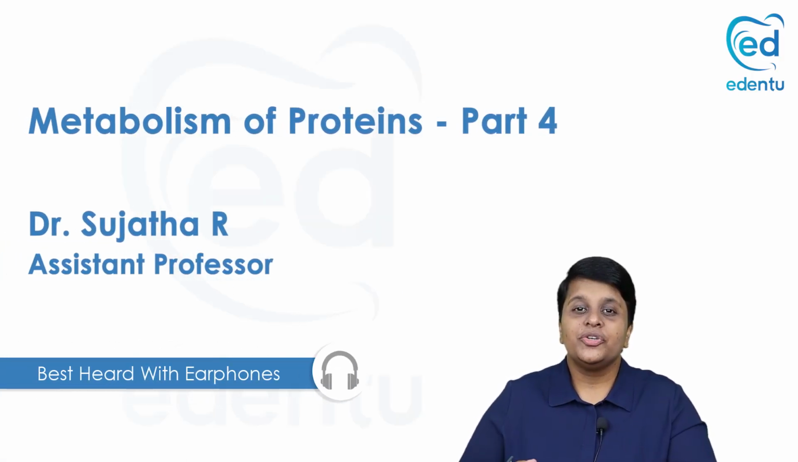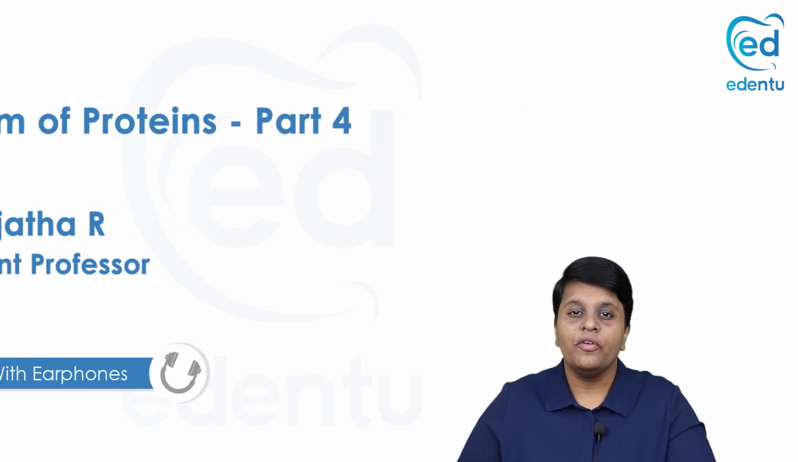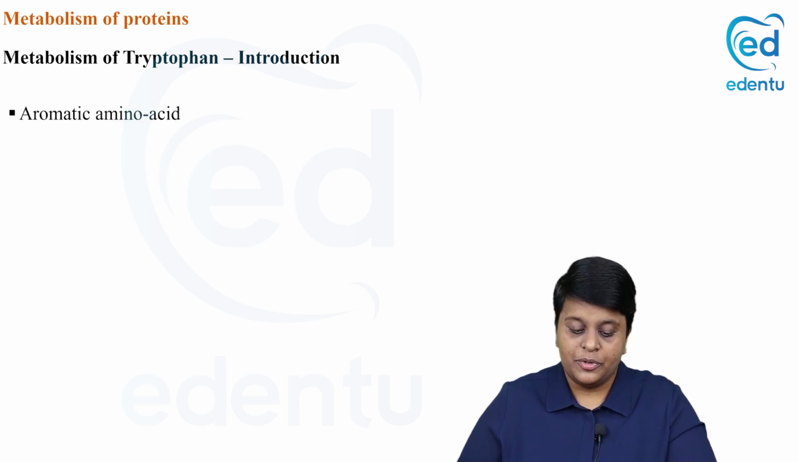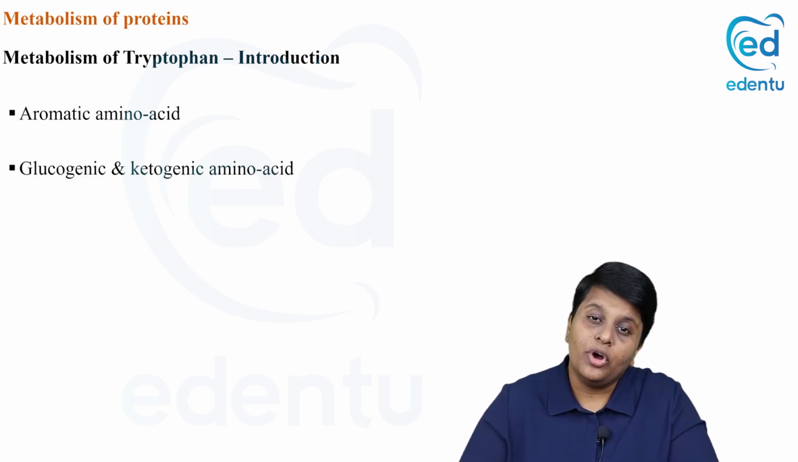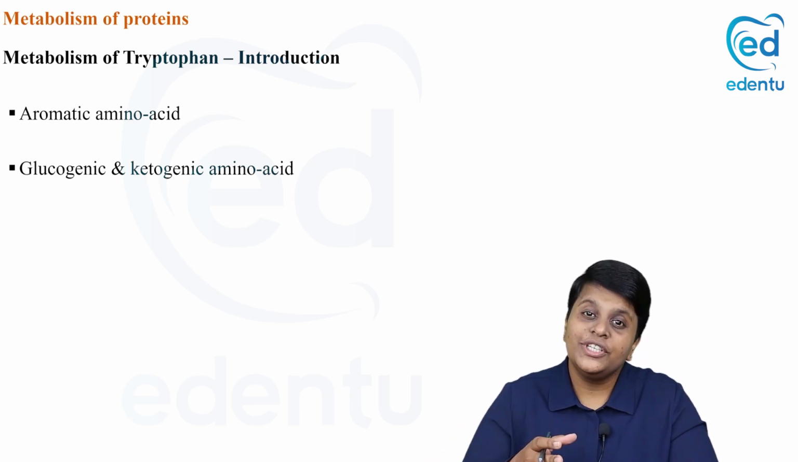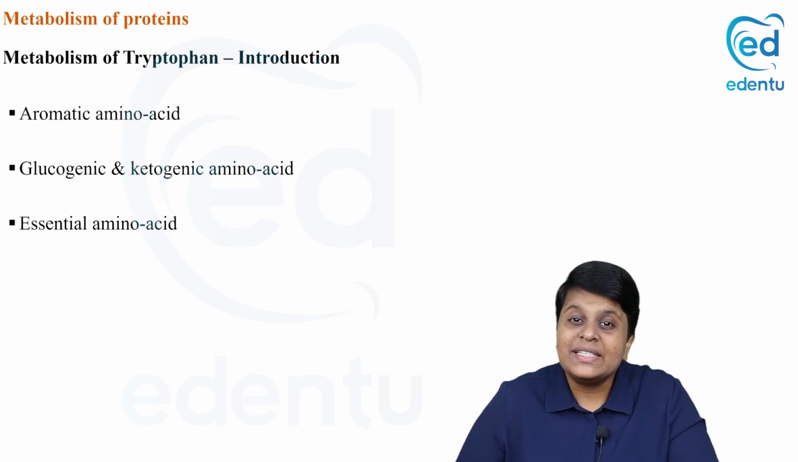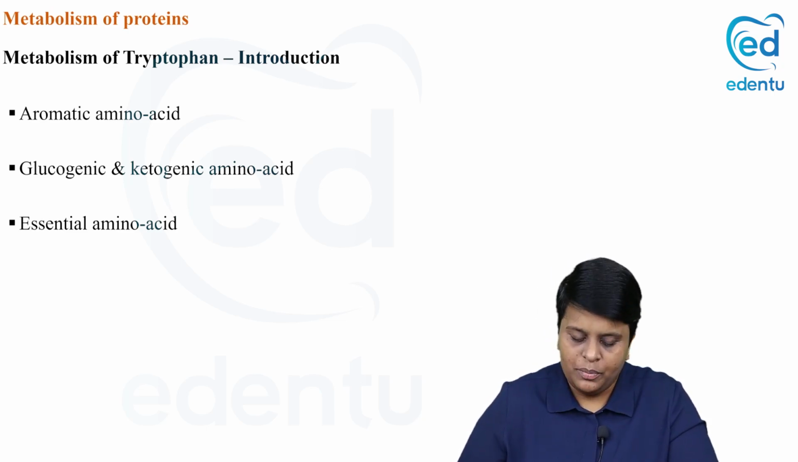Hi everyone. Today in Metabolism of Proteins, we are here to discuss the metabolism of tryptophan. So what is tryptophan? Just a recollection of the chemistry of tryptophan. It is an aromatic amino acid and it is also considered a heterocyclic amino acid. Based upon the metabolic fate, it is both a glucogenic and ketogenic amino acid, and it is also an essential amino acid, that is, it cannot be synthesized in the human body.